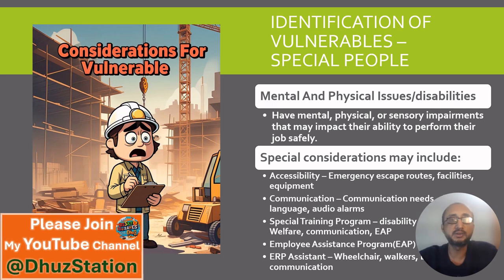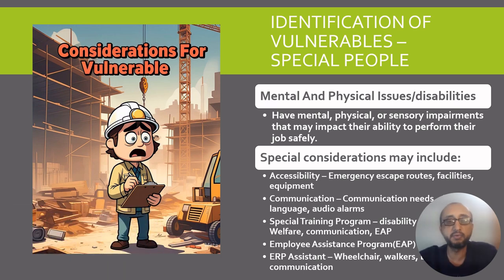Then specific training they may require, like disability awareness about welfare and communication means. And then maybe they need something regarding ERP assistance, like wheelchairs, walkers, a buddy system, or communication beams. So such things can assist the vulnerable people. We have to take considerations for such things in the risk assessment process.